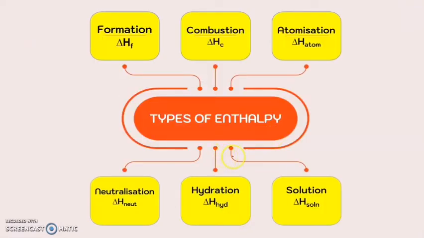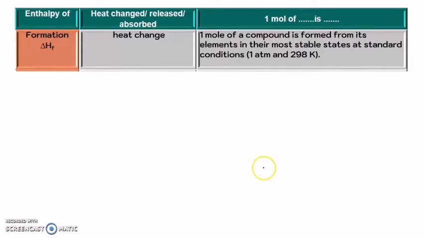Next, we will learn about the types of enthalpy. There are 6 types of enthalpy, which is formation, combustion, atomization, neutralisation, hydration, and also solution. Let's learn how to define the enthalpy of formation. If you can see from this table, I have separated the term of enthalpy, heat change, release or absorb, and 1 mole, because those are the terms that you have to consider to define the types of enthalpy. So, how to define the enthalpy of formation?